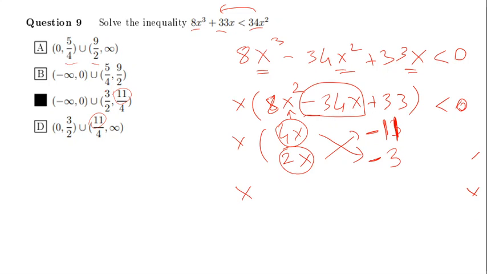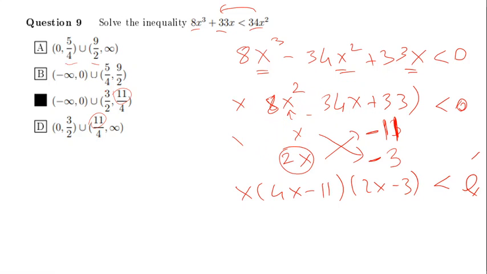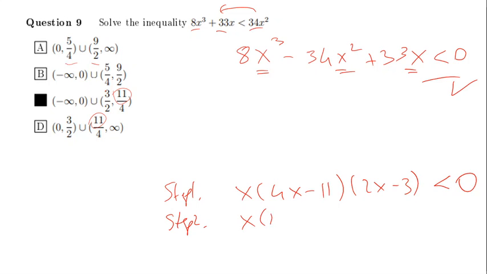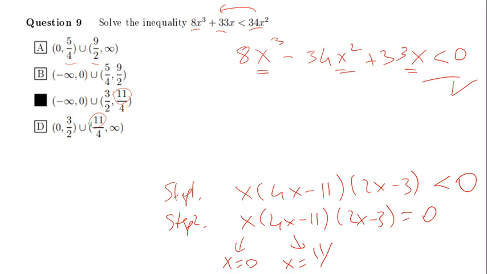x times (4x minus 11) times (2x minus 3) less than 0. Now factoring will give us an advantage. Okay, this was step 1. Like in step 1, you make it less than 0, but in the next step, we will need this equal to 0. This will give you x equal to 0, this will give you x equal to 11 over 4, and then this will give you x equal to 3 over 2.